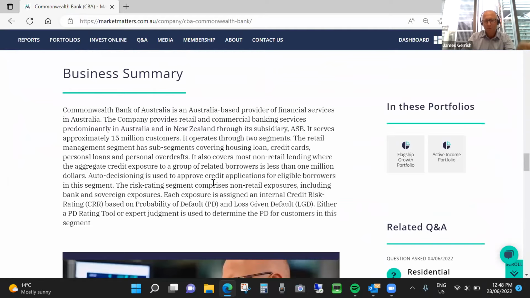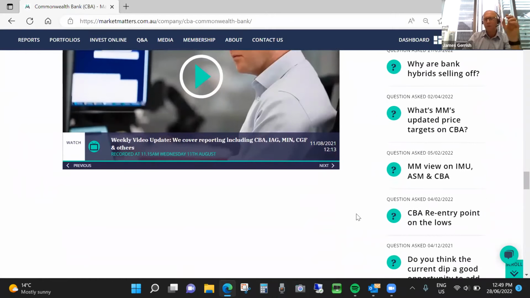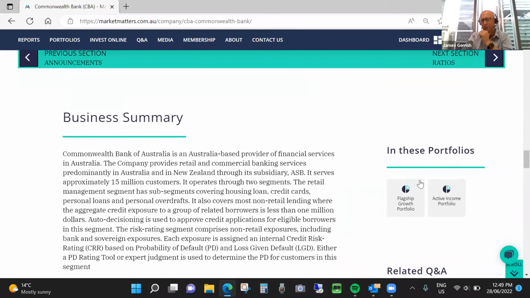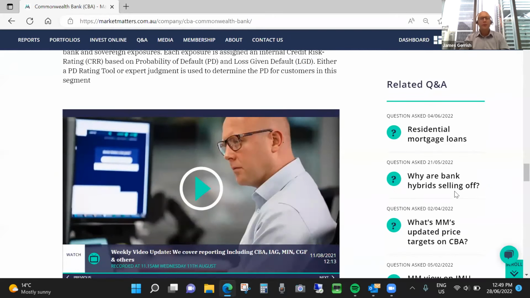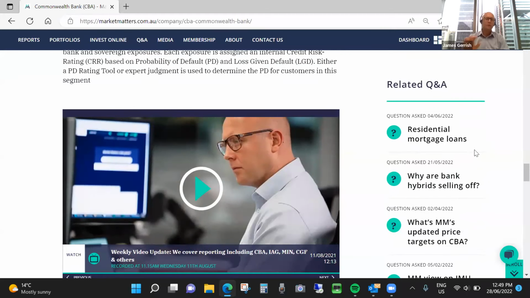Of course, there's a business summary there. And then there are any videos that have mentioned CBA and we've posted on the site. Down here, the related portfolios: CBA is held in two portfolios, and if a stock is held in a portfolio, it will be detailed here. I'm going to go into the portfolios very shortly. The related Q&A is also interesting. That will be put on the stock page. Any question or answer that has been linked to that stock over time will be listed there.